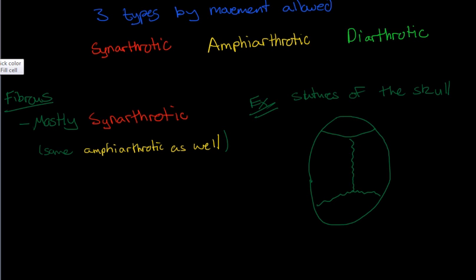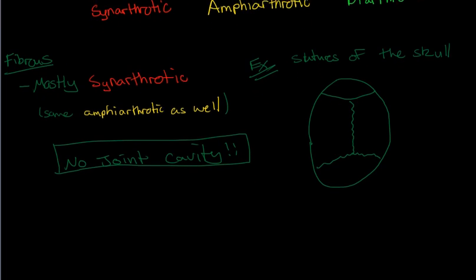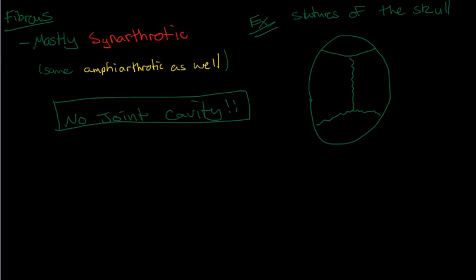And there's going to be no joint cavity here. So there's not going to be something like your knee. You can think of your knee as having a space in there, or your shoulder, or your elbow. Those are areas where you're describing a joint. There's no joint cavity for these sutures in this fibrous joint. And that's all I'm going to talk about with that. There are different types of fibrous joints, and you can find those in your book.